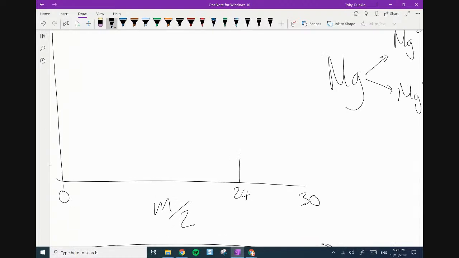Then at 24 it disappears, because now 24 is overshooting the detector. And then at 25, you see a peak. And you can tell the abundance from the heights of the peaks and the m over z's, and you can calculate relative atomic mass. We'll pick this up next time.